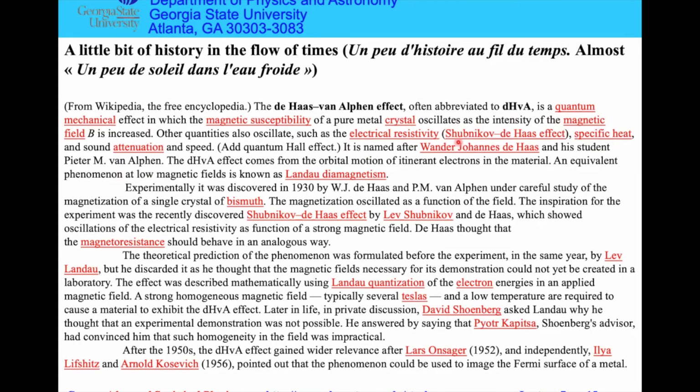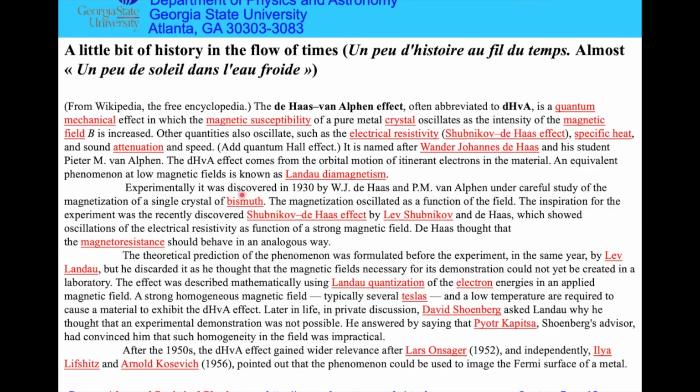The electrical resistivity effect, Shubnikov-De Haas, was actually found before the De Haas-Van Alphen effect. The dHvA effect is named after Wander Johannes de Haas and his student Peter van Alphen. As we know, it comes from the orbital motion of conduction electrons in the metal. It's actually incorrect; it's a combination of orbital motion and spin excitation. An equivalent phenomenon at low magnetic field is known as Landau diamagnetism. Diamagnetism comes purely from orbital motion, which we now know professionally.